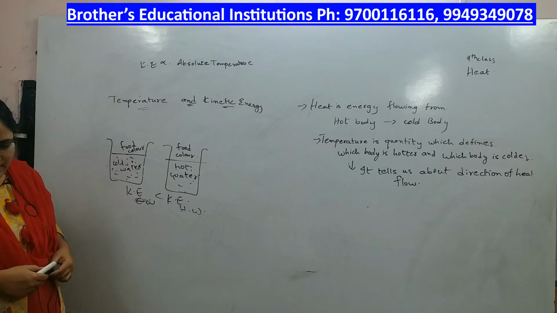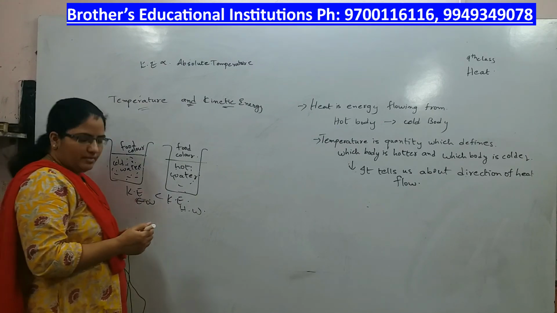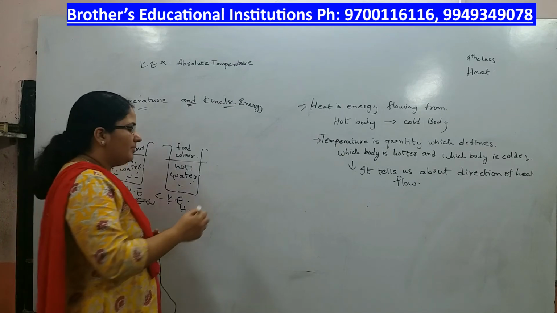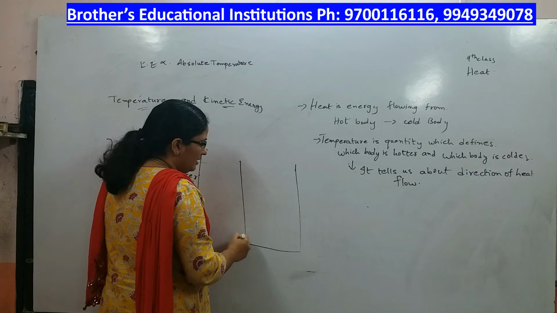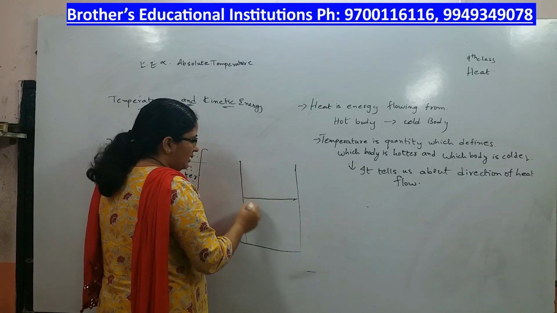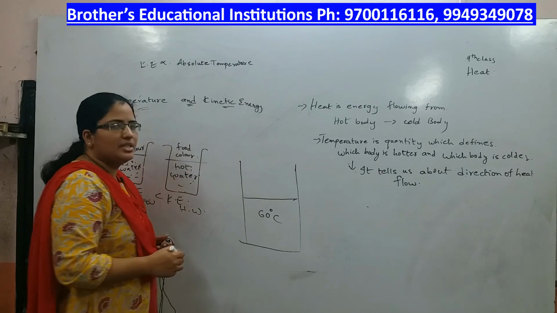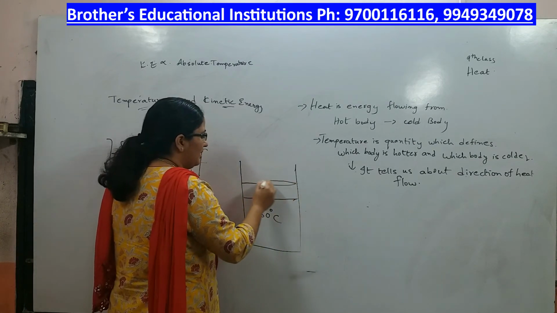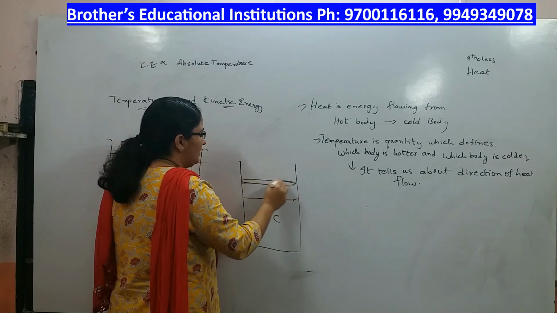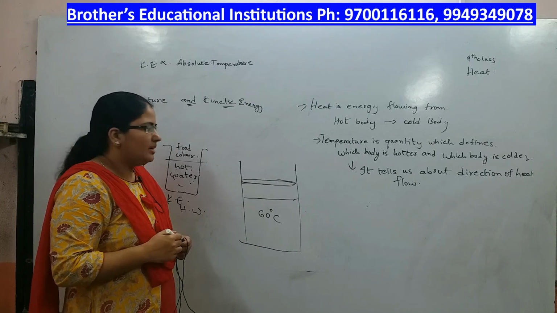Now let us see another activity. Activity 4. Take a beaker, fill half of it with water at 60 degrees temperature. Now slowly pour oil on it. Oil does not mix with water, but it forms a layer above the water.